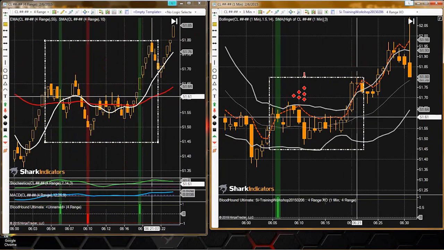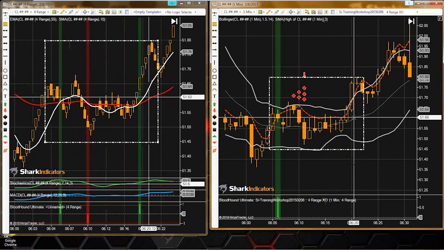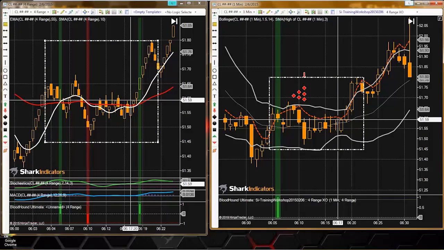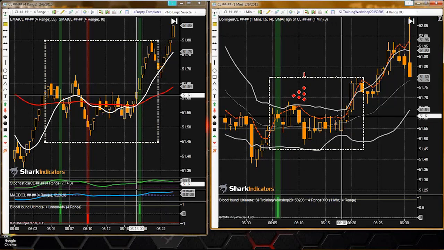So that's kind of one of the limitations that you have to deal with when you're using time-based bars and trying to synchronize them with non-time-based bars. So we're hoping that BloodHound version 2 can get around this limitation of NinjaTrader. So that's kind of the reason why, and the primary reason why we're working on BloodHound version 2.